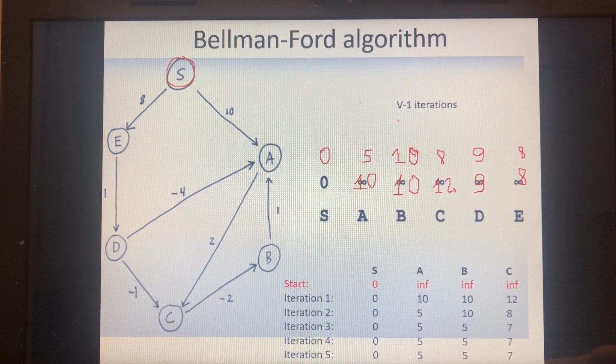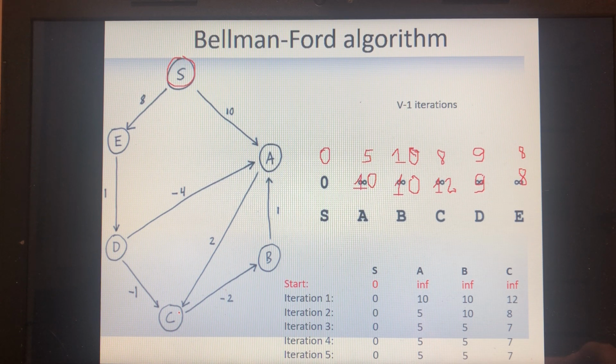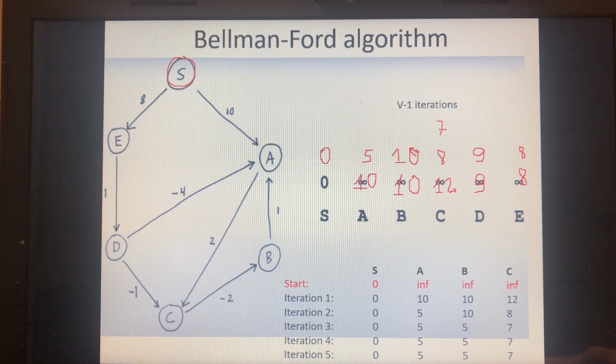Now, from S it is the same. From S we go to these two. A has 5, so from A we can go to C by 7. From B we can go to A by 1 and this would be 11, and A already has 5. From C we can go to B. C has now 7, 7 minus 2 would be 5. From D we can go where? We can go to A, minus 4 it would be 5, the same, C, 8, the same. So we just finished iteration number 3 and we just write all the other values the same.